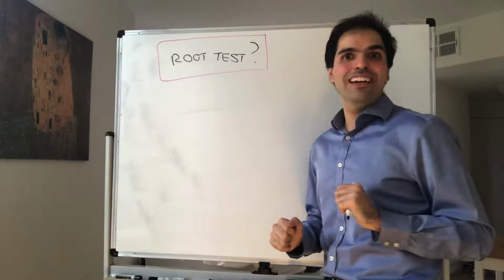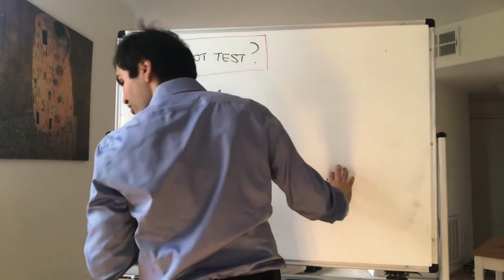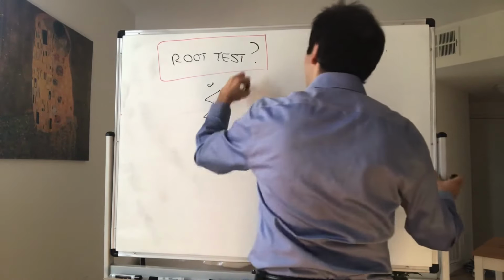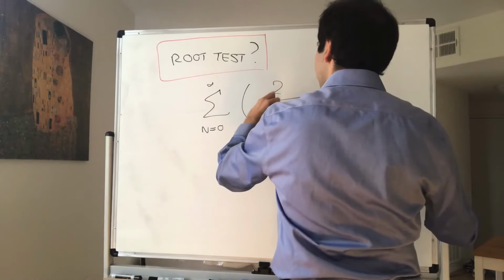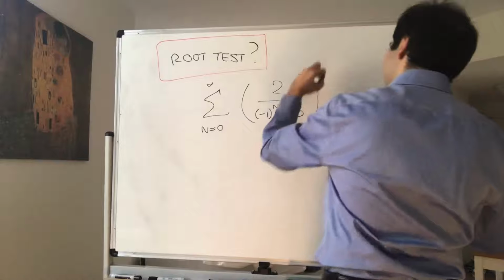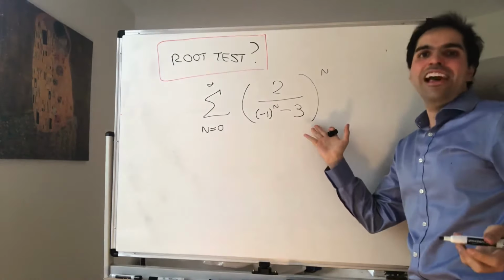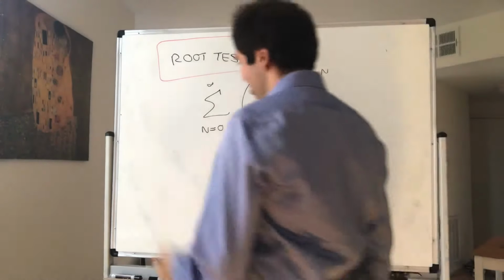Does the root test apply? Consider the following series, the sum from n equals 0 to infinity of (2 over (-1)^n - 3)^n. Well, it's something to the power of n, so the root test must surely apply. But let's see.